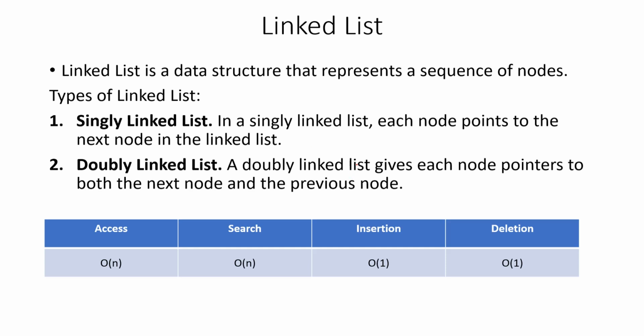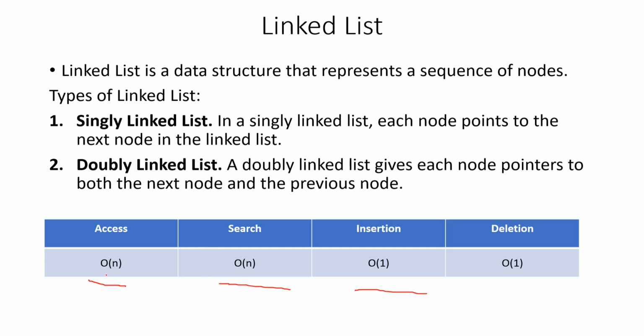So a linked list holds at least two pieces of information at the same time: the data itself and the pointer to the next node if it is a singly linked list. If it is doubly linked, it holds three pieces of information. One is the data itself, second is a pointer to the previous node, and the third is a pointer to the next node. And here is the asymptotic analysis of linked list.